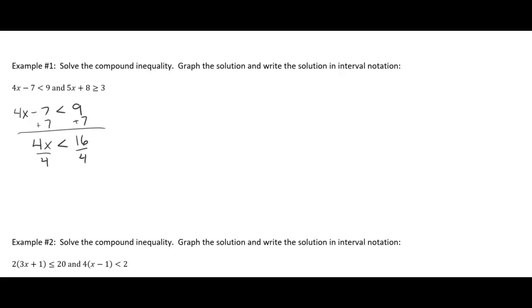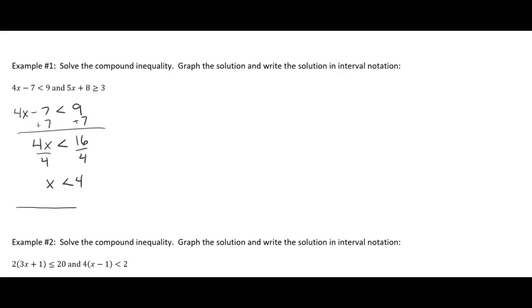Now you might remember there's a little situation when we're dividing inequalities, but it's only if we multiply or divide by a negative number. So we're dividing by a positive number, so we don't have to change the inequality. If it had been a negative 4x, we would have divided by negative 4, and then the inequality would have switched the other way. But we're positive, so it's okay. So we get a statement, x is less than 4.